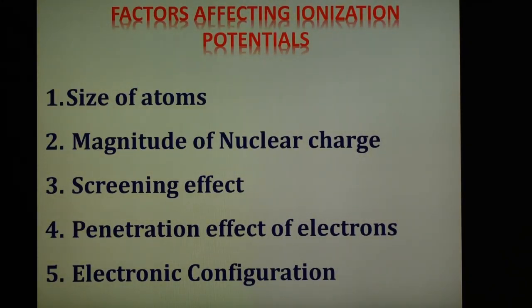Now there are 5 factors which are affecting the ionization potential value, and already we have seen the size of atom. As we go from left to right, the size of atom decreases, and decrease of size of atom increases the force of attraction, and therefore it increases the ionization potential value. And as we go down the group, size of atom increases, and increase of size of atom decreases the force of attraction, and therefore ionization potential value decreases. So we can say that size of atom also affects the value of ionization potential.